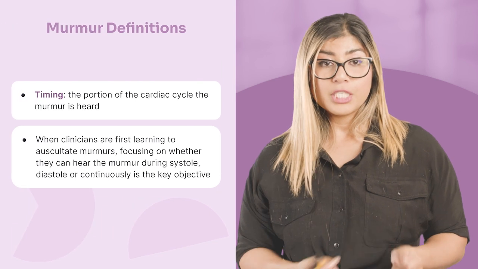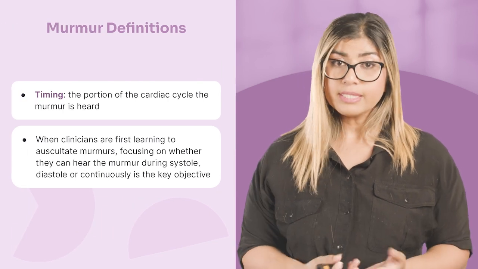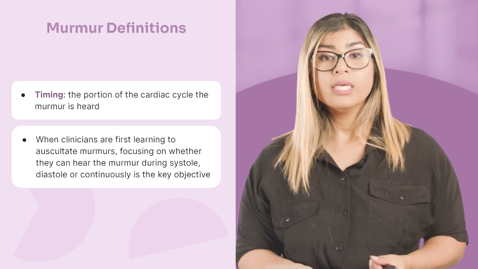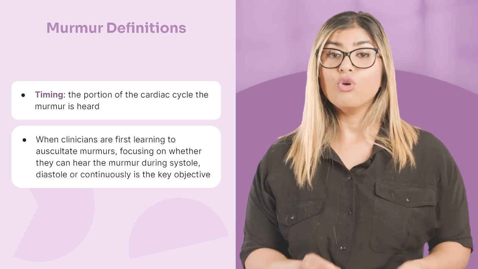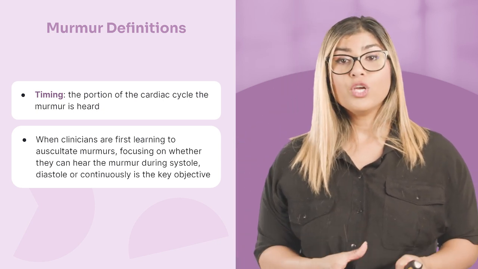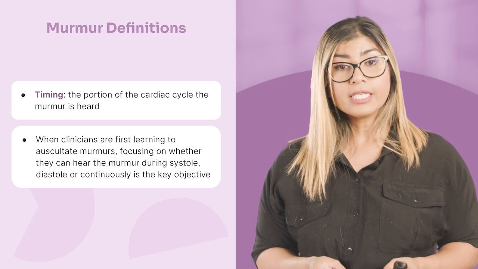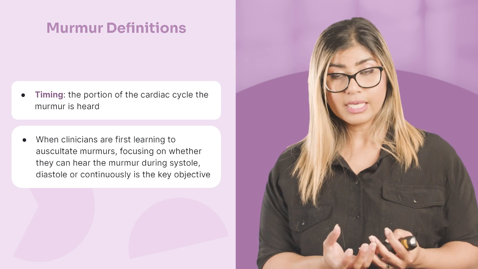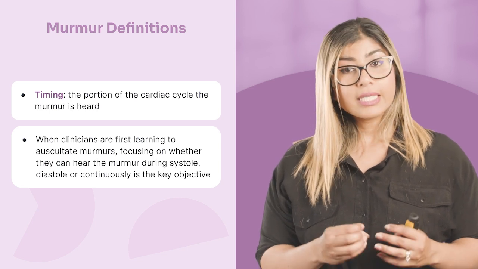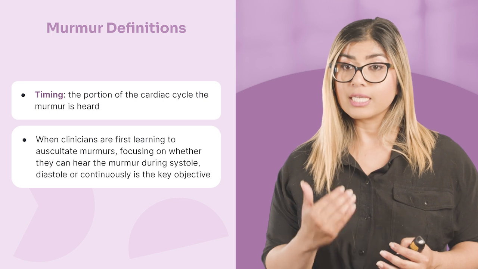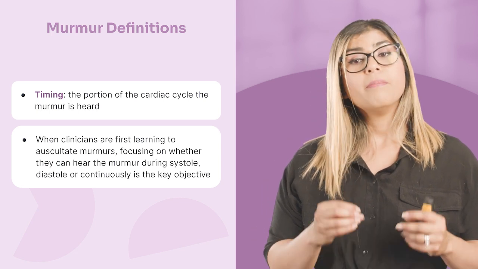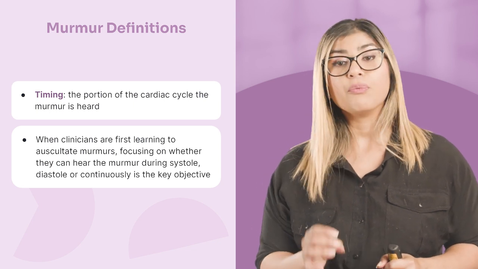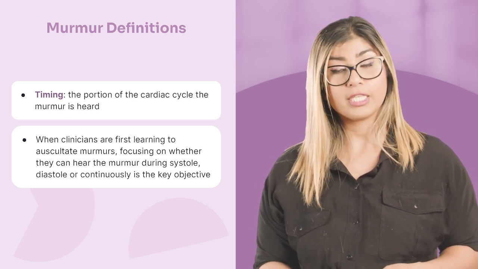There are various definitions when we look at understanding murmurs, and the first one that we're going to focus on, and probably the key one, is timing. This is the portion of the cardiac cycle in which the murmur is heard. When clinicians are first learning to auscultate murmurs, focusing on whether they can hear the murmur during systole, diastole, or continuously is the key objective. While this lecture will highlight some of the other definitions and classifications associated with murmurs, the main focus will be on identifying which part of the cardiac cycle a murmur is heard and relating this back to which valve is potentially affected.